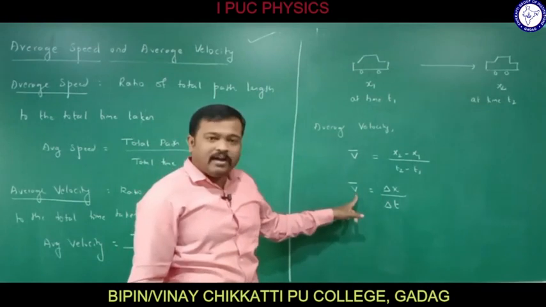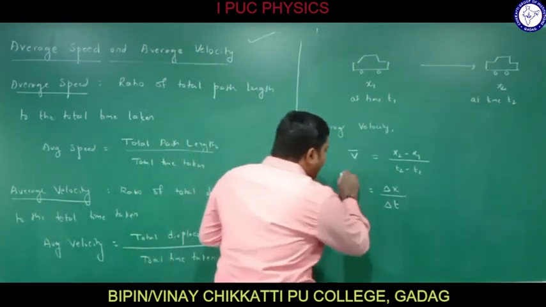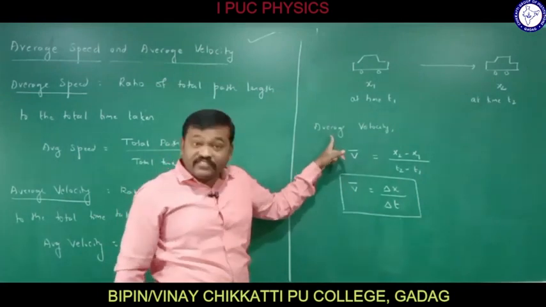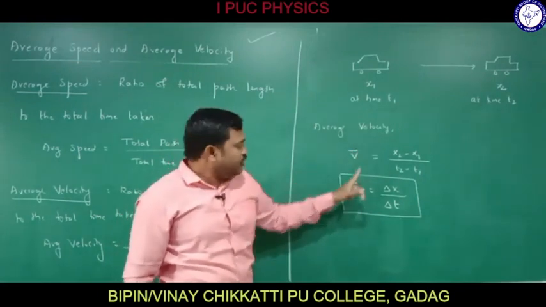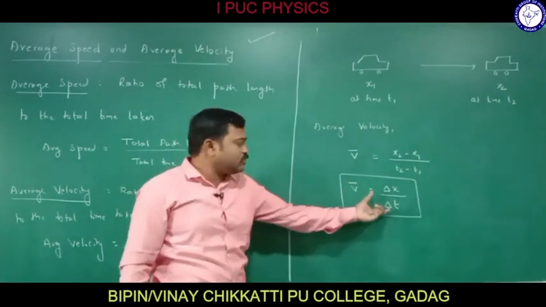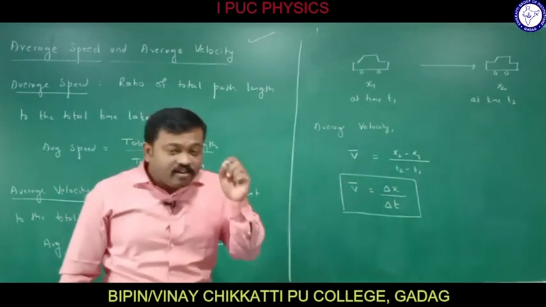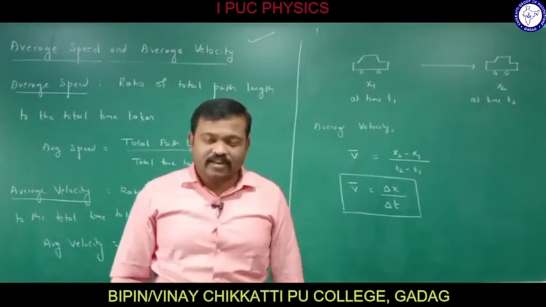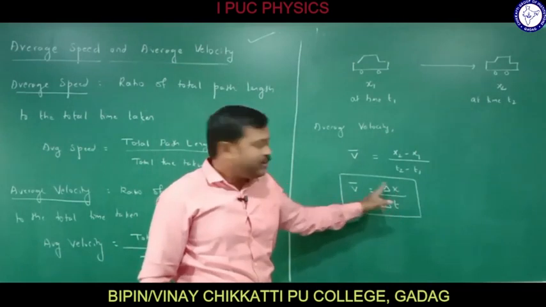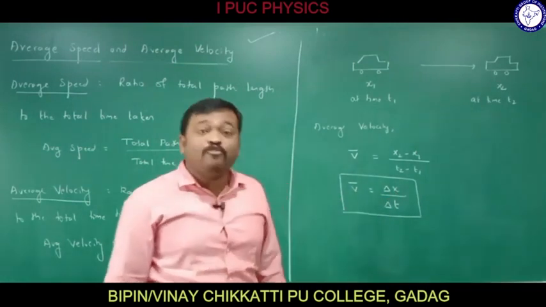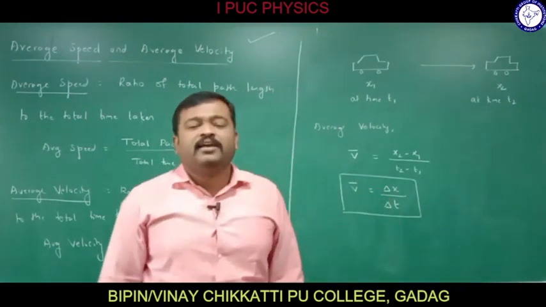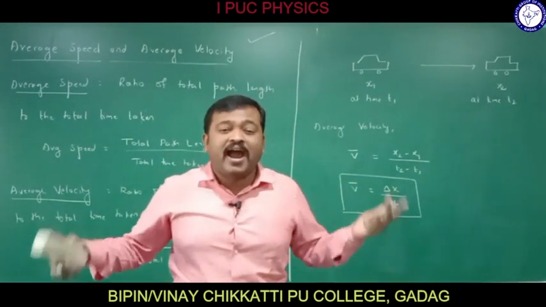So what is V bar? V bar is equal to delta x divided by delta t. It is about average velocity, right? So this is the formula for average velocity. And do remember, velocity depends upon displacement. We know that velocity is a vector quantity because it has direction, and as it is a vector quantity, it can be positive, negative and zero.